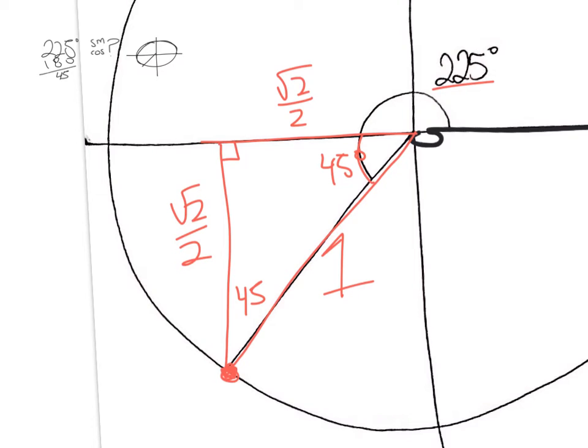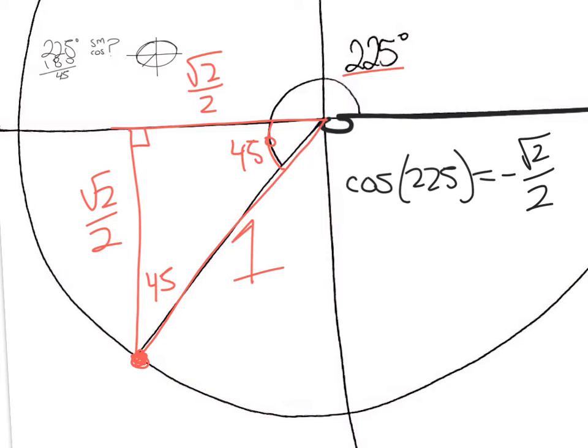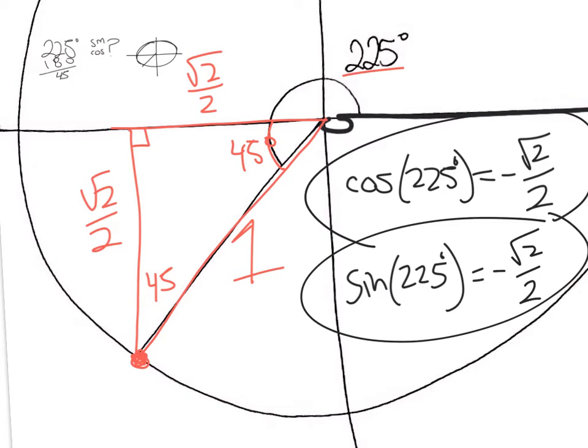So for 225 degrees, we can say cosine of 225 degrees equals the x-coordinate of this point, which is negative root 2 over 2. Sine of 225 degrees is the y-coordinate of this point, which is what? Negative root 2 over 2. Yep, that's it.